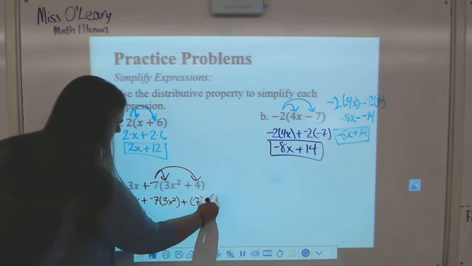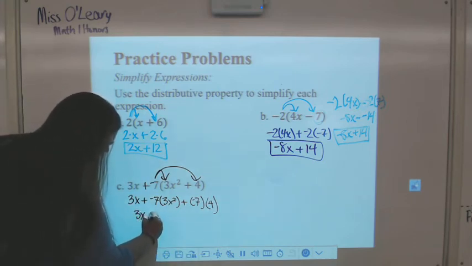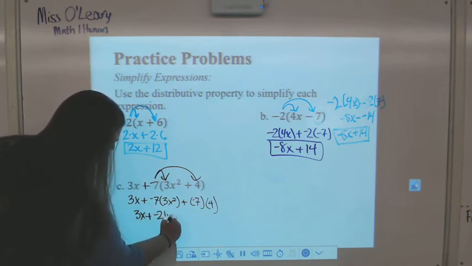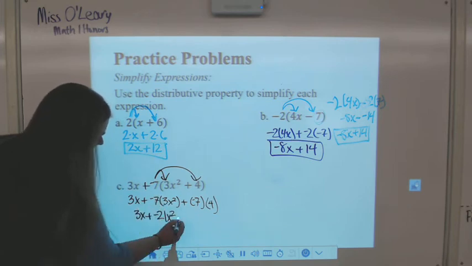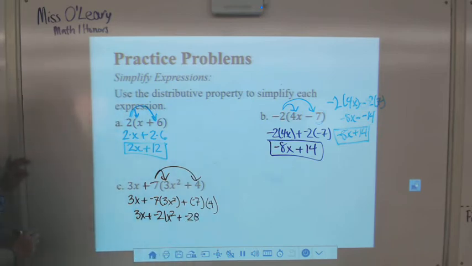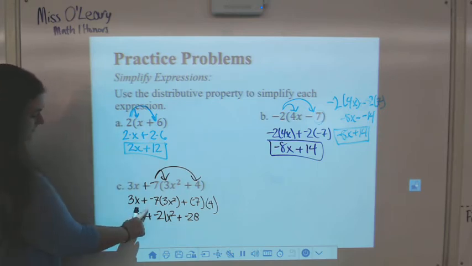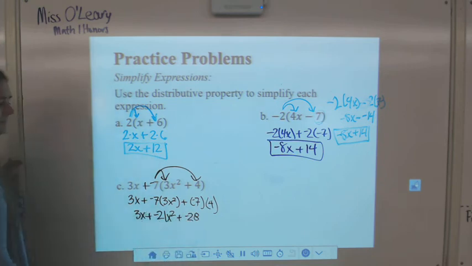times 4. On my next step here, I need to get rid of my multiplying pieces. So I've got 3x plus negative 7 times 3x squared gives me a negative 21x squared. That squared is only applied to the x. I don't need to do anything with the 3. Plus a negative 28. Now at this step here, I don't have any like terms, so I'm done. I have x raised to the power of 1, and I have x to the power of 2, and I have a constant. So there are no more like terms.